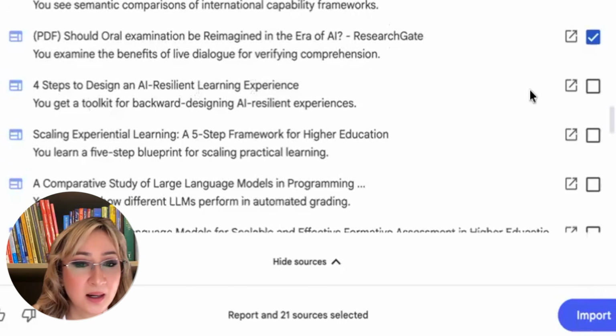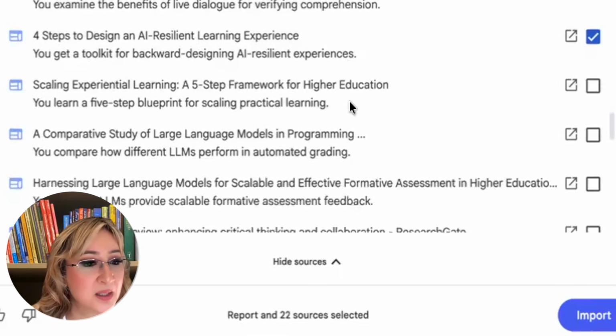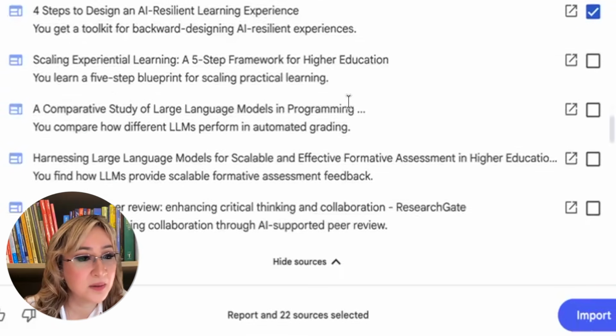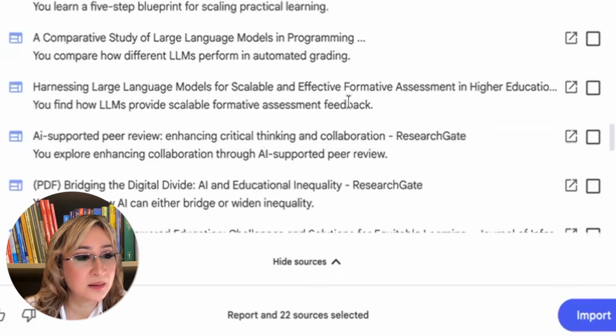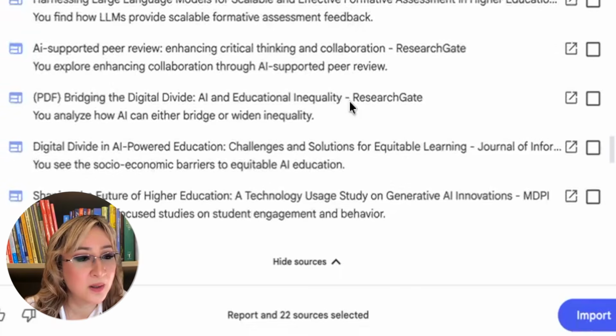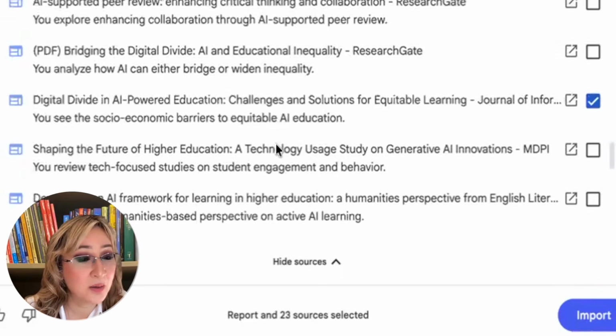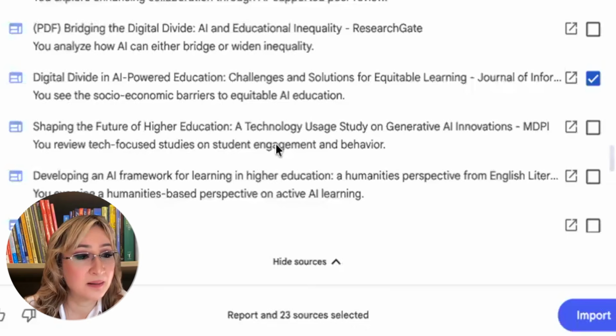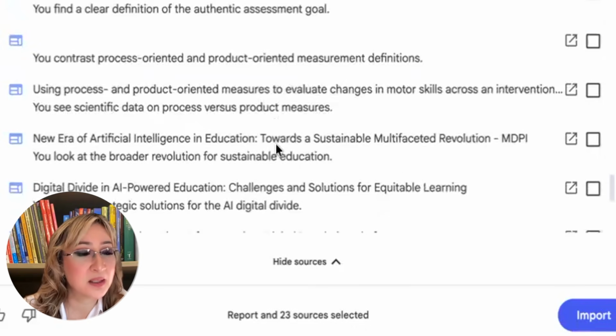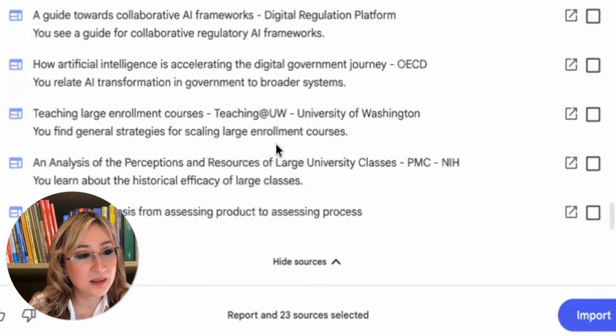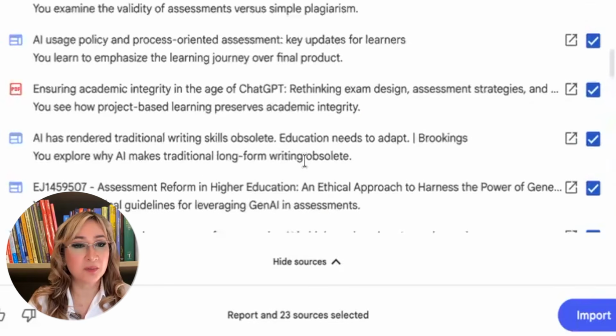Four-step to design AI resilient learning experiences. Scaling, five-step. No, we won't do that one. Digital divide, challenges and solutions. Okay, let's do that one. Developing. Okay, and then am I at the end? There's 41. And I think Notebook LM chose like 22 for me, it looks like.